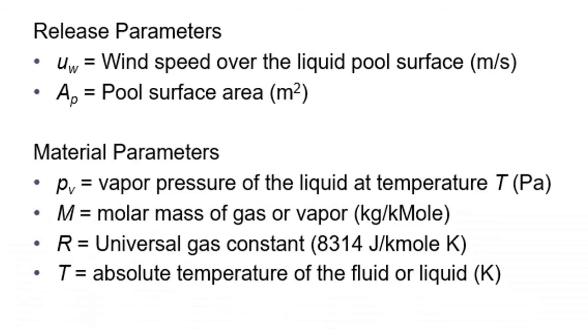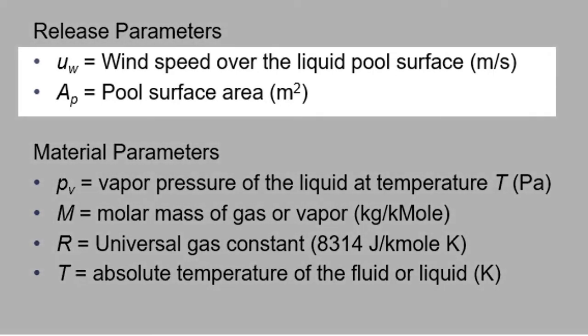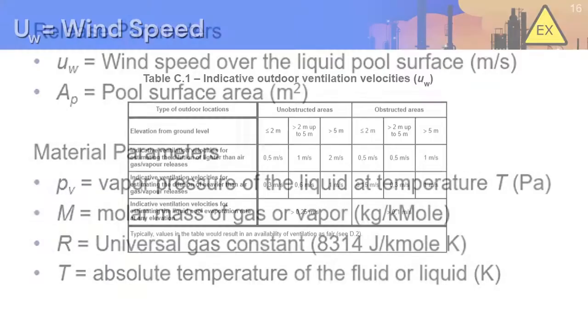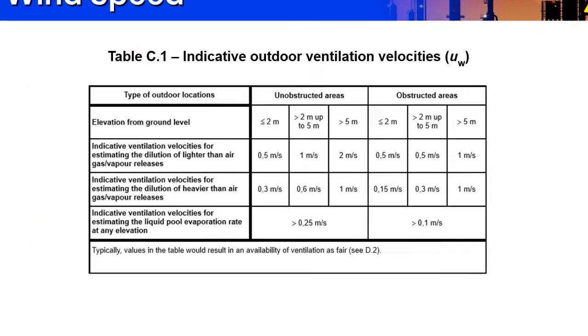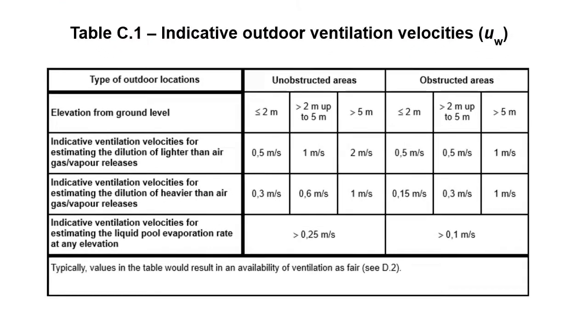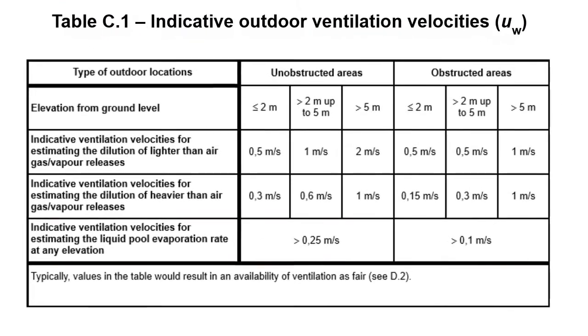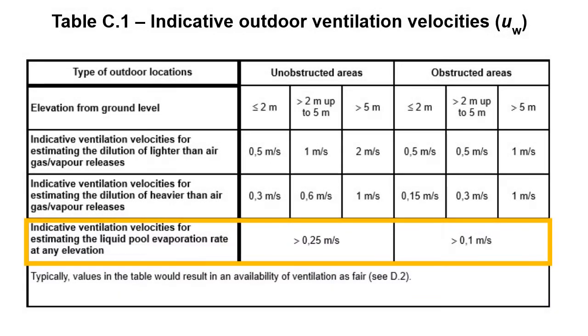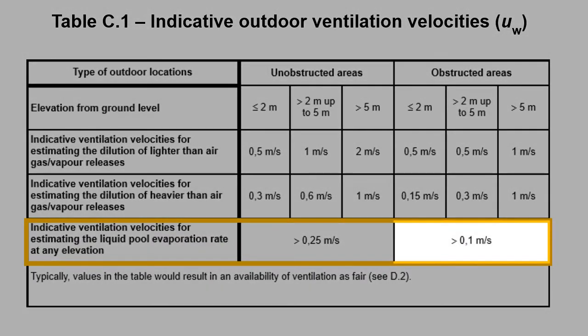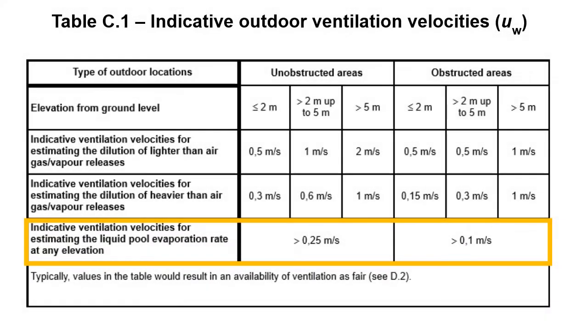The release parameters that we need to define are the pool surface area and the wind speed across the pool. The IEC standard provides some guidance on wind speed velocities to use for estimating pool releases. In open, unobstructed areas, 0.25 meters per second is recommended. In obstructed areas, 0.1 meter per second should be used.